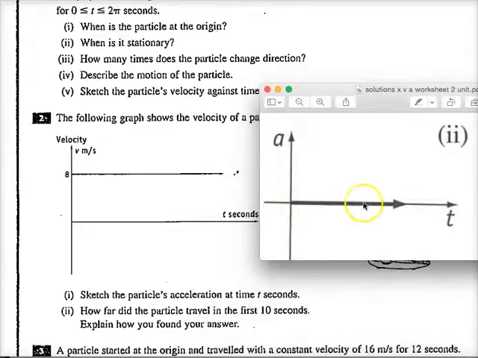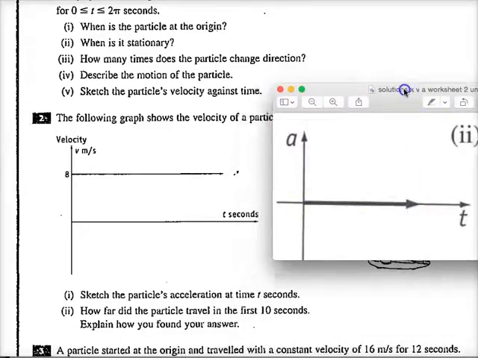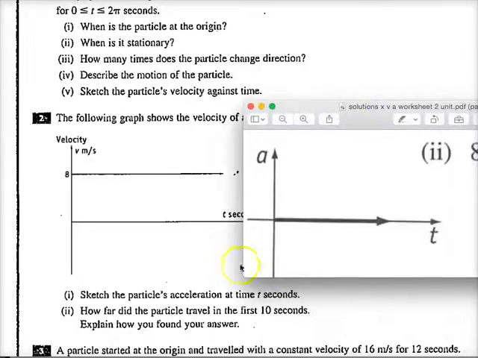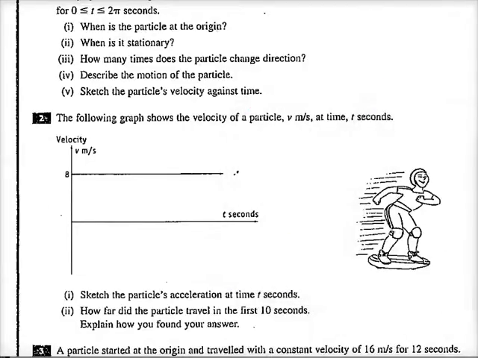That's the acceleration graph just there, okay? Now, the second part of the question, so acceleration is 0, from time 0 to time t. Now, for the next part of the question, how far did the particle travel in the first 10 seconds? Well, if the particle's travelling at 8 meters per second, so every second it travels 8 meters, and if it does that for 10 seconds, then it will travel 8 times 10, which is 80 meters.